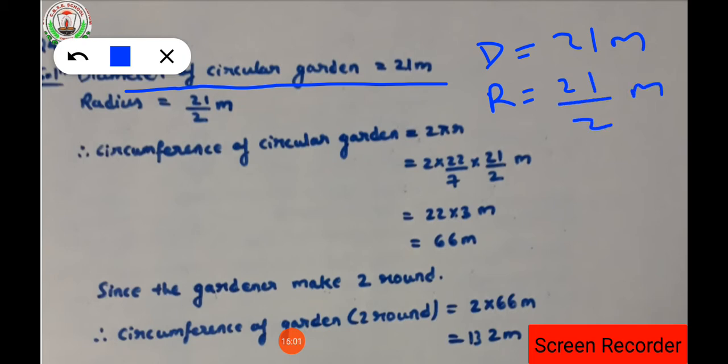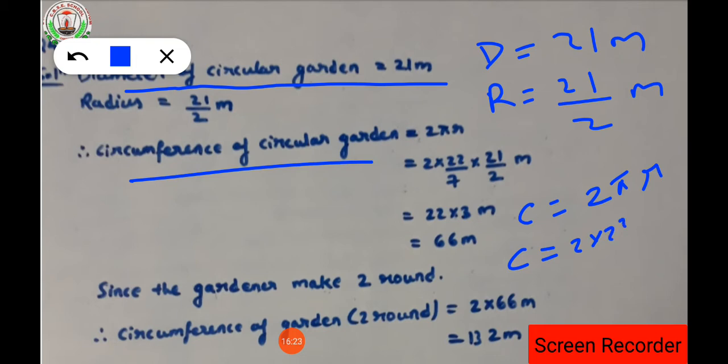Now since it is asked to find the circumference of a circular garden, the circumference of a circular garden will be equal to the circumference of a circle, whose formula is 2 pi r. So using this formula we are going to calculate the value. So 2 into 22/7, the value of pi, into r, which is 21/2. So the 2 and 2 will get cancelled over here. 7 ones are 7 and 7 threes are 21.